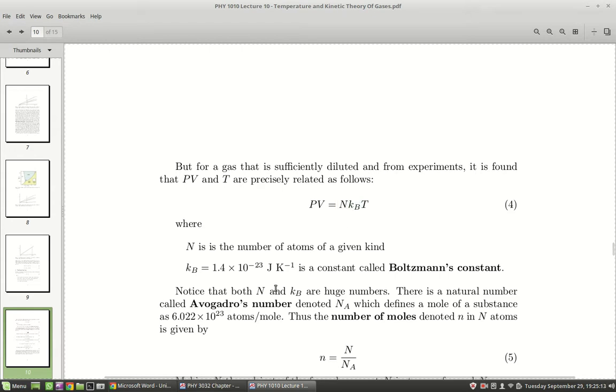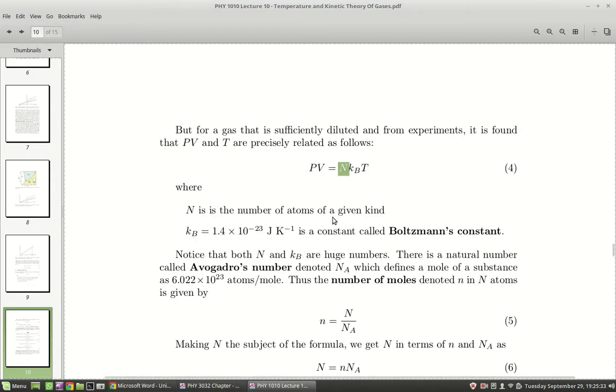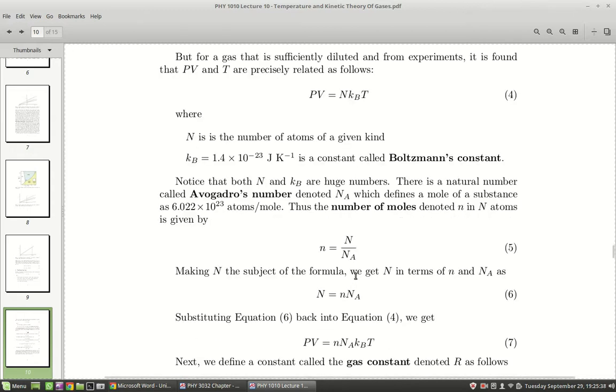The N is the number of atoms of the gas in the gas thermometer, and the Kb is a constant known as the Stefan-Boltzmann constant. Okay. Here, the Kb is the Stefan-Boltzmann constant. The N is the number of atoms which you have there. Then next, from the number of atoms, you can express the number of atoms in terms of a number of moles. So basically, the number of moles is equal to the number of atoms divided by Avogadro's number.